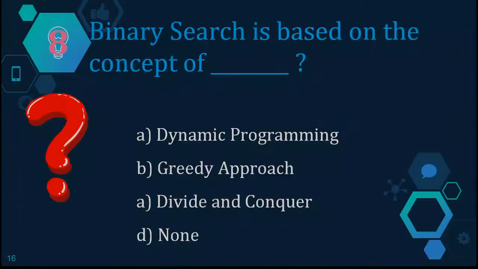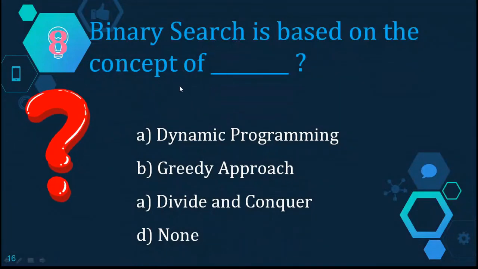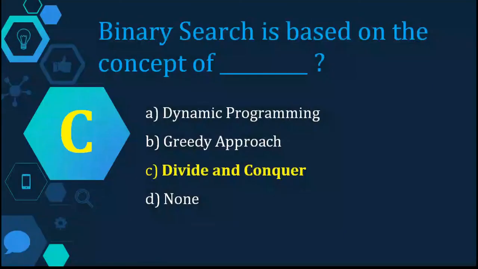Now let's move to the next question. So the eighth question is binary search is based on the concept of option A, dynamic programming, option B, greedy approach, option C, that is divide and conquer, and option D, none. Let's see the answer. So the option C is divide and conquer. So binary search is based on divide and conquer because every time the list is being divided into half, and after dividing it, we are conquering the output of the divided list, right? And in this way we get the output, right?